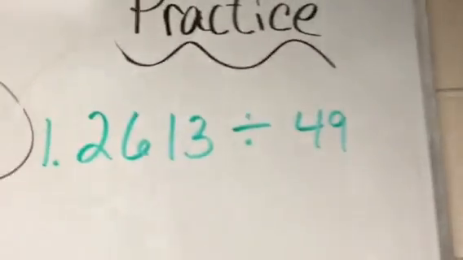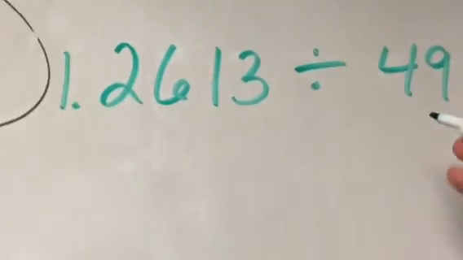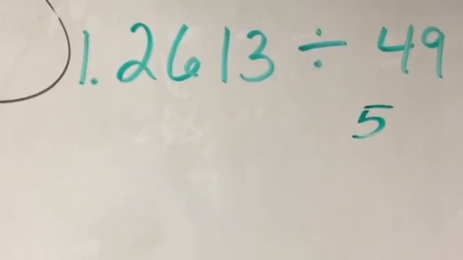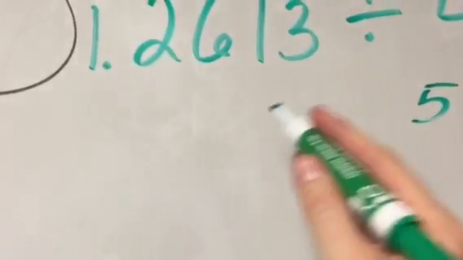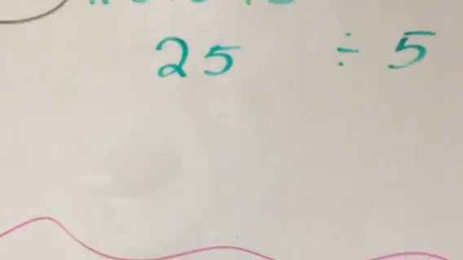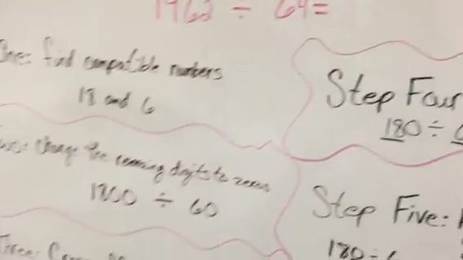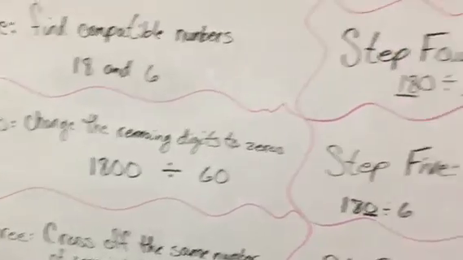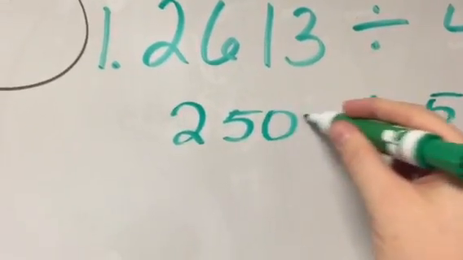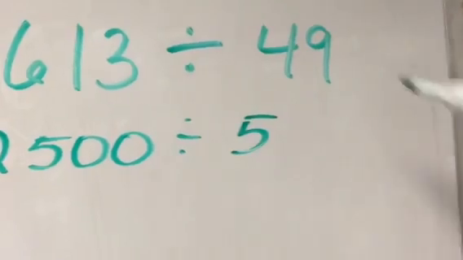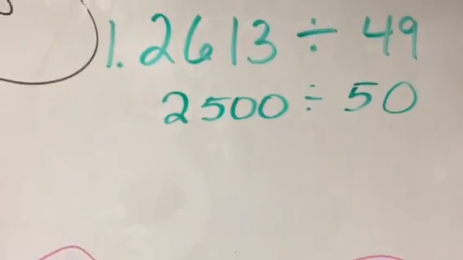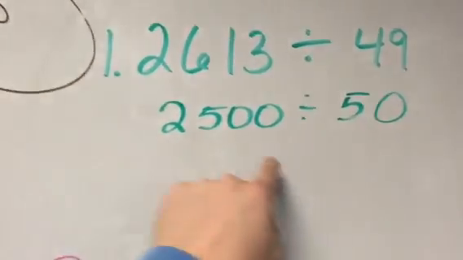So let's do that. Well, this is one that's pretty close to 5, so I'm going to guess that this is 5, and I'll see what I can do about that. 26. I know that 25 is divisible by 5, and that's pretty close, so I'm going to turn that into 25. Then I go to step 2. Step 2 says to change the remaining digits to zeros. So the remaining digits I had were this 1 and the 3, and I'm going to change both of them to zeros. And over here I had the 9, and I'm going to change that to a 0. So now my new problem, my rounded estimated problem, is 2,500 divided by 50.